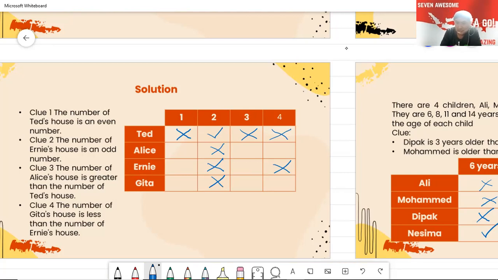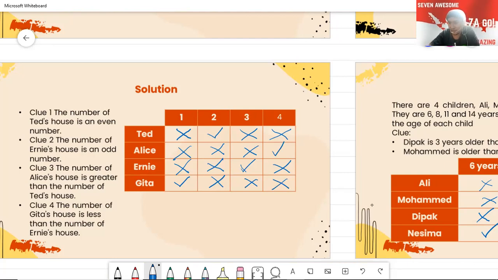Gita's house is less. We have 2 possibilities for Ernie. So it means we have Gita in here and Ernie here. So it's possible for Ernie to be here, impossible to be here, impossible to be here, and this one also. This one also, and Alice in this place.